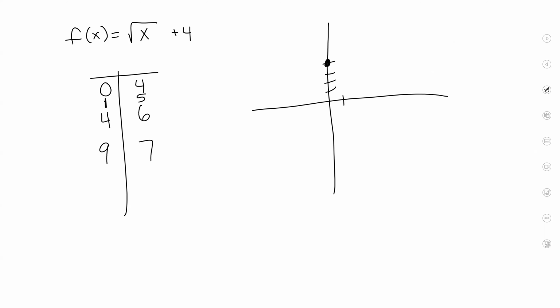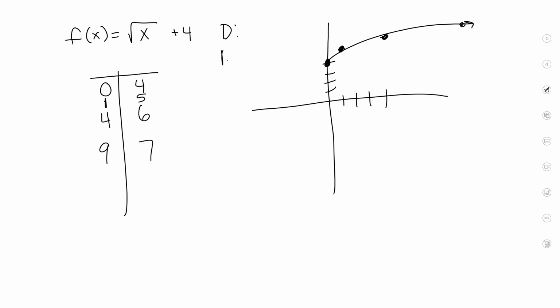Okay, so if you graph this, 0, 4 is here. 1, 5 is here. 4, 6 is here. And 9 is up there somewhere. Okay, and then you do the inverse, right? Okay, so let's talk about the domain and range just for the original one.